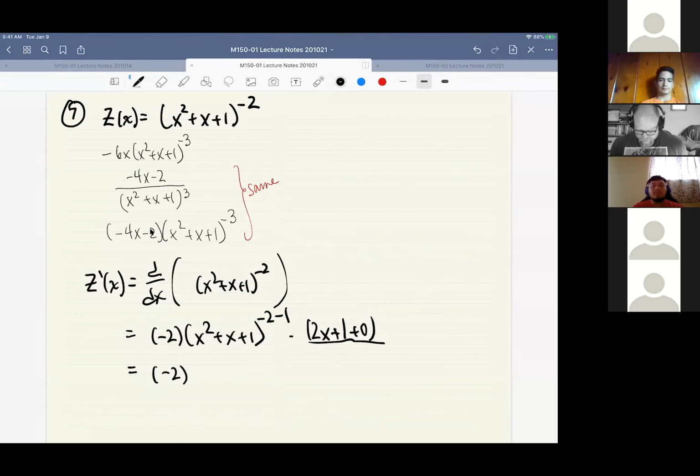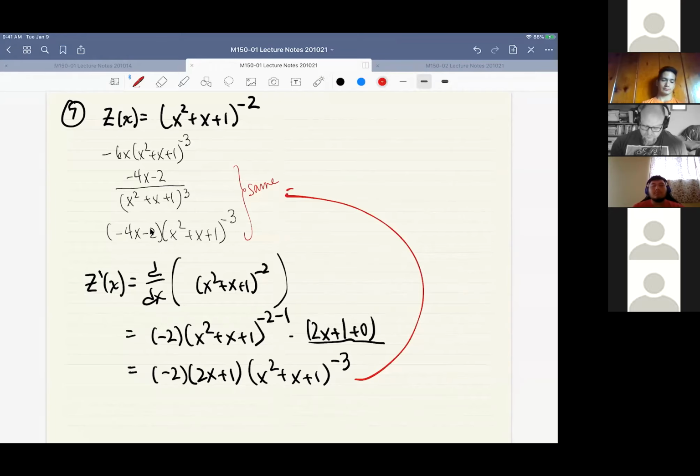If I move these things around a little bit, I get this, which you can see is the same as both of those there. If you multiply this -2, you distribute it through there, you get -4x minus 2. So that's good. All right, and that's how you take the derivative of this thing using the quotient rule or the chain rule.